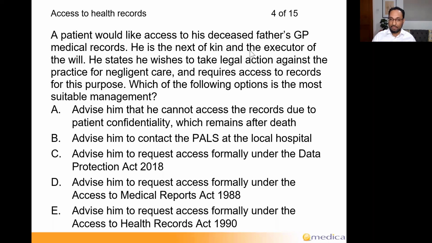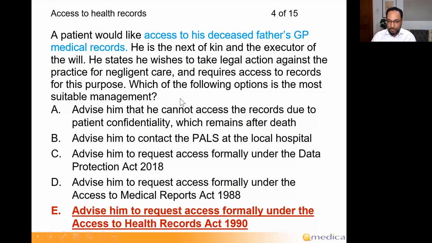He's the next of kin and the executor of the will. You know, the reason is he's thinking that the practice has done something wrong and he wants to take legal action, okay? So the correct answer here is E. If you want to access someone else's records who's passed away and you have a legitimate reason to do so, like you're the next of kin or the executor of the will, and maybe you're thinking about legal action, then the right act is the Access to Health Records Act 1990. So E is the right answer. And well done, that was the most popular answer. So most of you got this right.